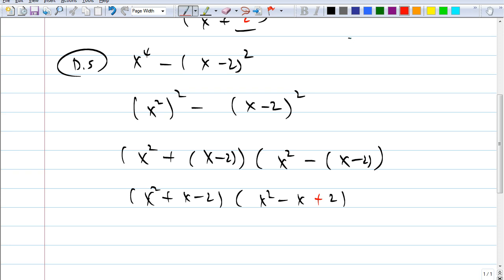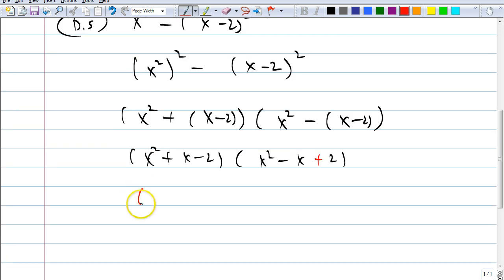Which one of these trinomials do you think will factor? The first one? Let's see if the first one factors. It's got to be x plus something, x plus something. What do you think will work? Yeah, it won't work actually. This one doesn't work. Okay, it doesn't factor.